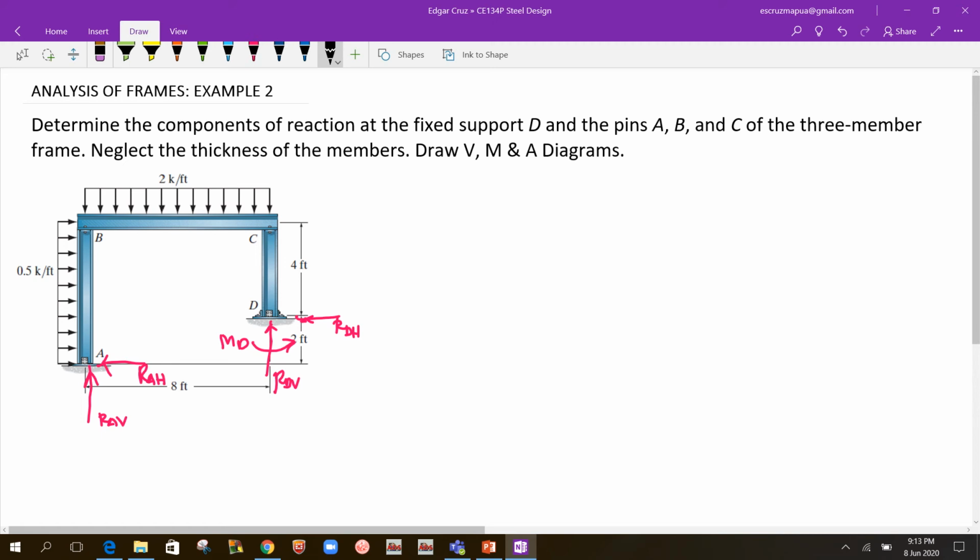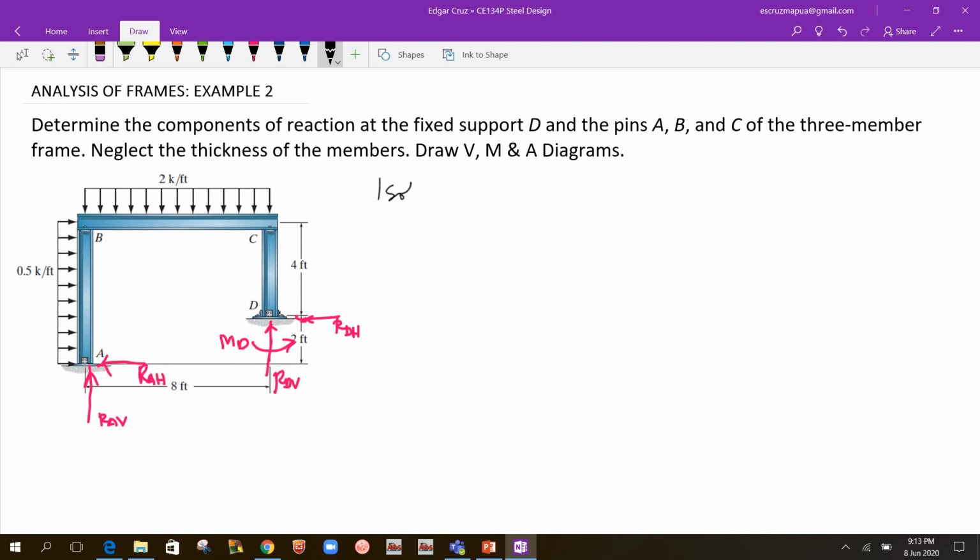Okay, so let us solve for the reactions. What equation of equilibrium can we have? If we take moments at A, we'll have three unknown reactions. If we take moment at D, we will also have three unknown reactions. So what we're going to do is isolate members, since the joints B and C are also pinned, so we could take advantage of that.